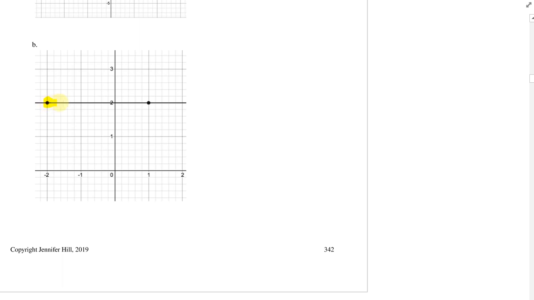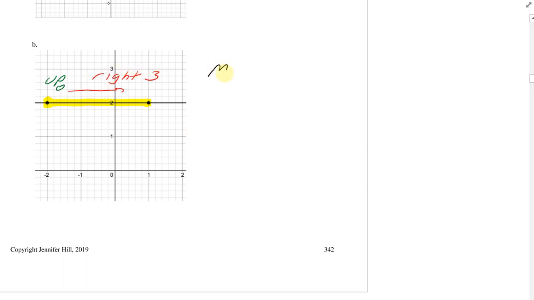So here's my leftmost point. I don't go up at all, but I do go over this way. I still want to count this out in the same way. How far did I go up? I went up 0, right? And then I actually do go to the right. In this case, I go to the right, let's see, 1, 2, 3. So this is right 3.